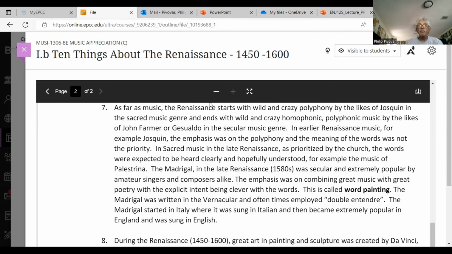For example, the music of Palestrina, which we'll study. The church said, we can't understand the words because everybody's on different vowels. They're singing and it's alleluia, and they're not on the same syllable. I can't understand what they're saying.